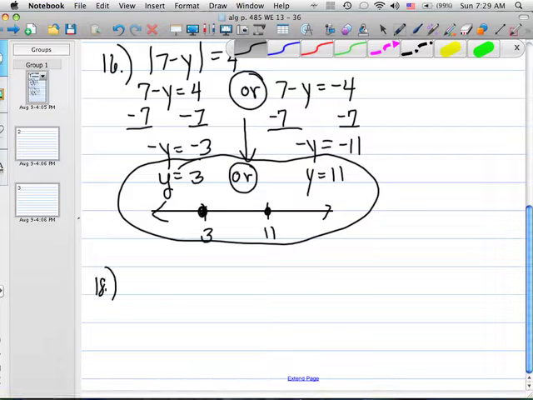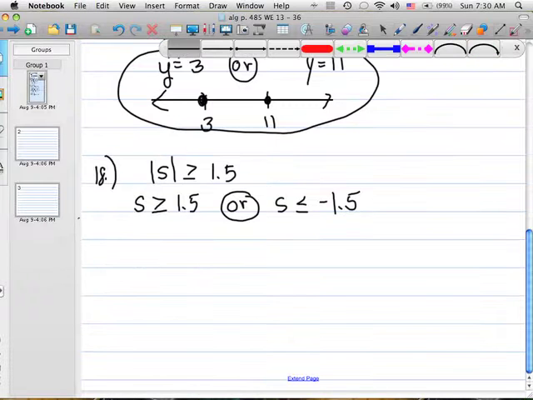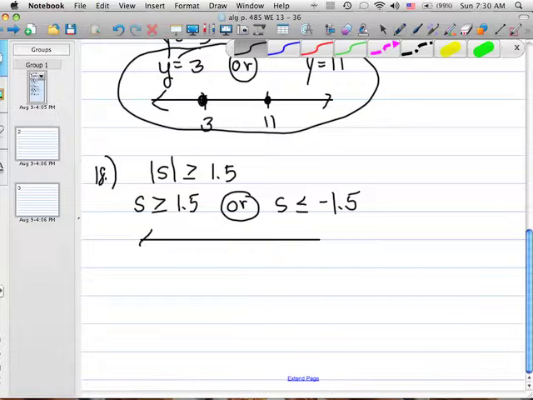Problem number 18, we have the absolute value of s is greater than or equal to 1.5. Greater than is going to be the Egyptians. So that's going to be s is greater than or equal to 1.5, or s is less than or equal to, it can be -1.5. And graphing it, we don't have any work to do since it was already solved for s.